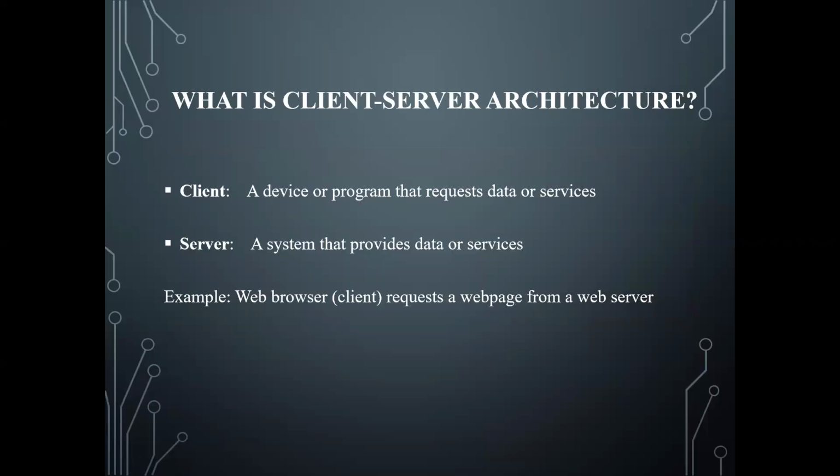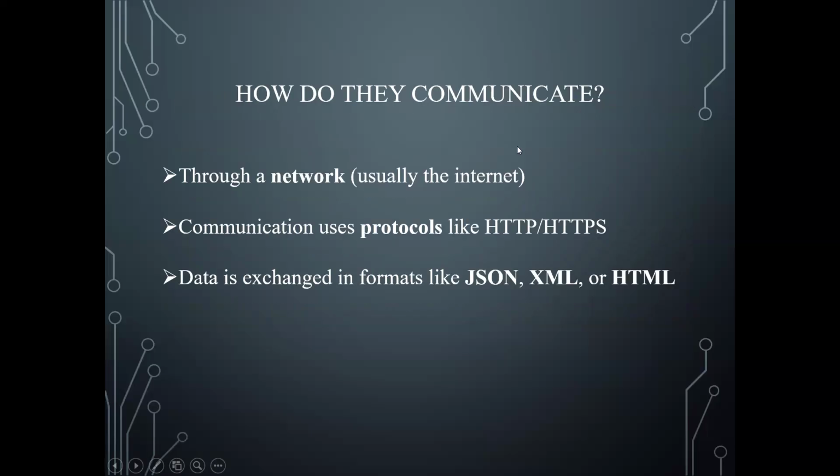So what is client server architecture? So client can be a device or program that requests data or services, whereas a server is a system that provides data or services. Example, web browser is the client that gives a request to download a web page from the remote web server. So how do they communicate? So through a network, usually making use of internet. Communication uses protocols like HTTP or HTTPS. And here data is exchanged in formats like JSON, XML, or HTML between client and server.